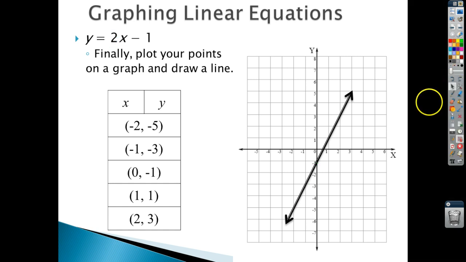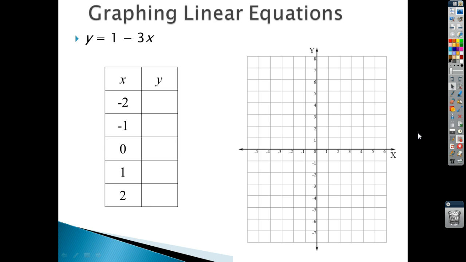Right? Let's try another one. Why don't you go ahead and generate a list of range, or a list of outputs, for that input table right there, okay? Go ahead and do that right now. All right, so this is 1 minus 3x.